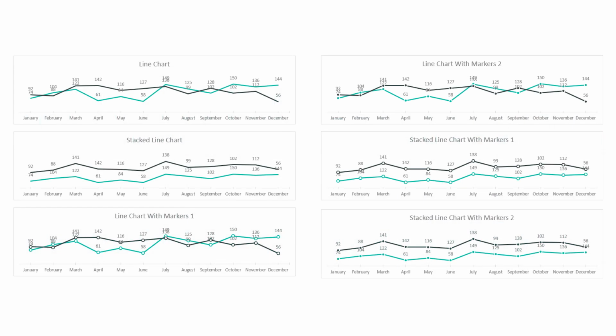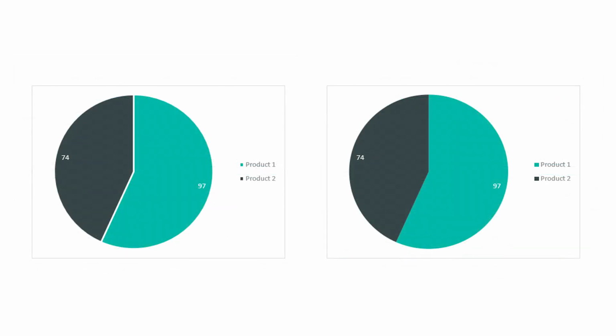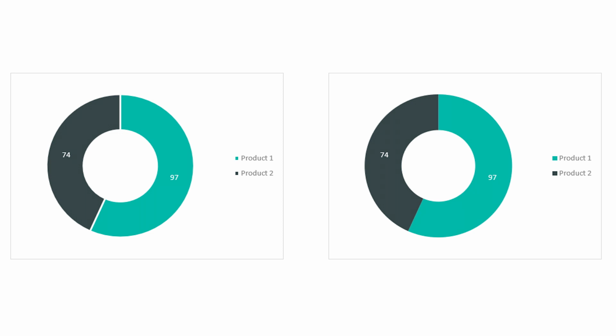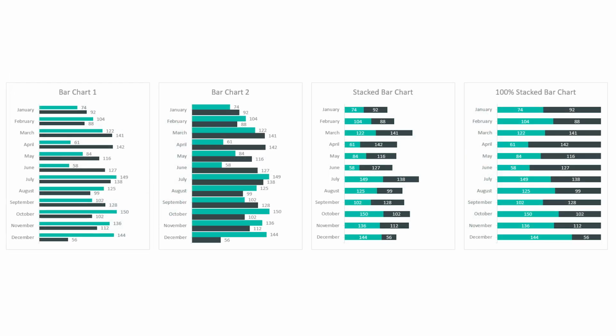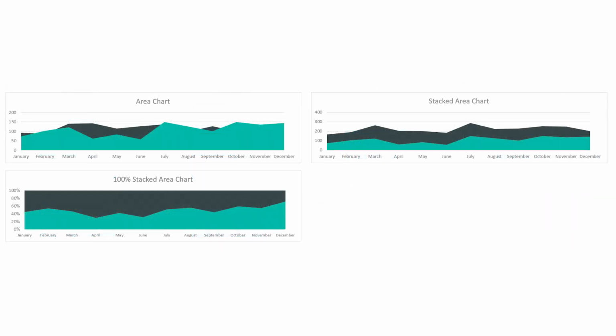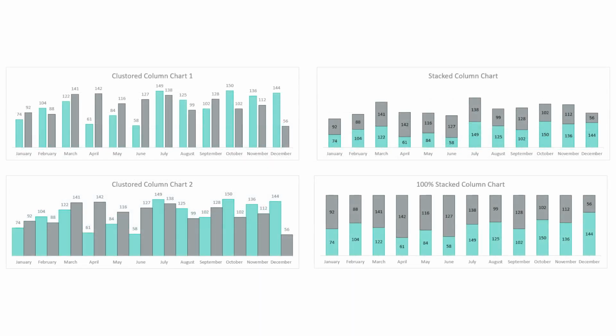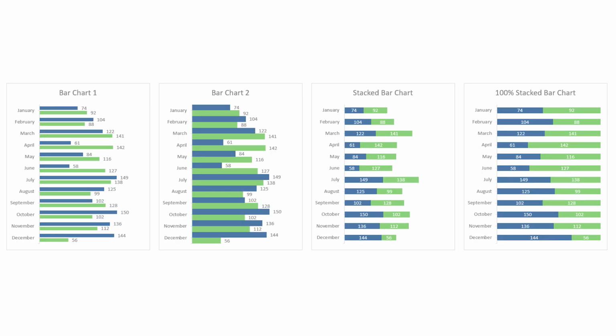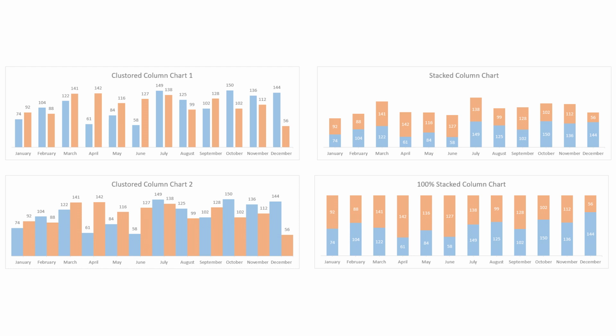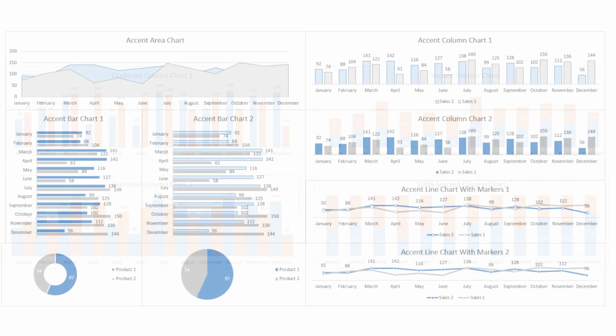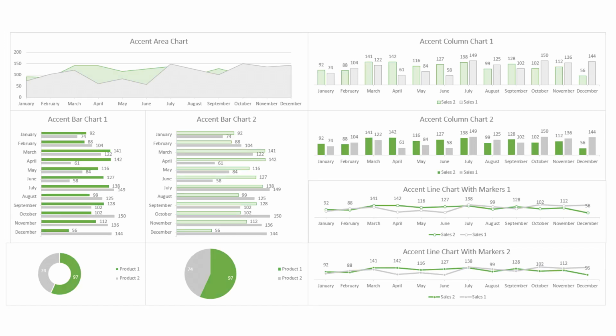Line chart and a stacked line chart, both with and without markers. 2 different pie charts and donut charts. 2 different bar charts, a stacked bar chart and a 100% stacked bar chart. An area, stacked area and a 100% stacked area chart. All of them are pre-designed for up to 12 different data series and are split in 6 different amazing color groups. The accent charts help with highlighting the important data series.